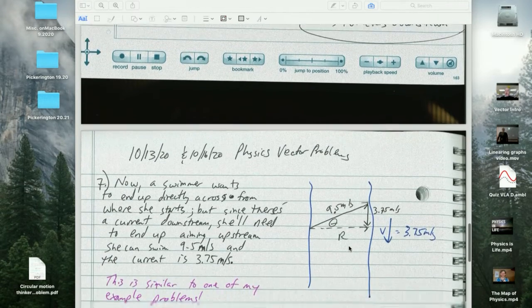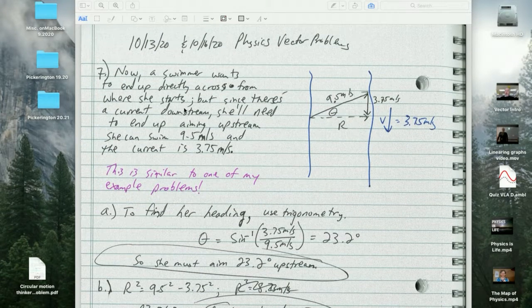The last one here is something that's headed up at an angle. In this case, it says the swimmer wants to end up directly across from where she starts. So if she starts off here and wants to end up here, she's got to aim upstream because the current is carrying her downstream. In this particular case, she can swim 9.5 meters per second, which is ridiculously fast. The current's 3.75 meters per second, also pretty fast.